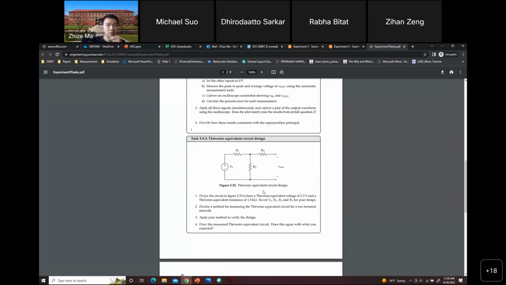You will need to build this circuit on the breadboard. But before you build the circuit, you need to calculate the value for each component. The only given numbers here are the Thevenin equivalent voltage, which is 2.5 volts, and the Thevenin equivalent resistance, which is 1.5 kilo ohm.